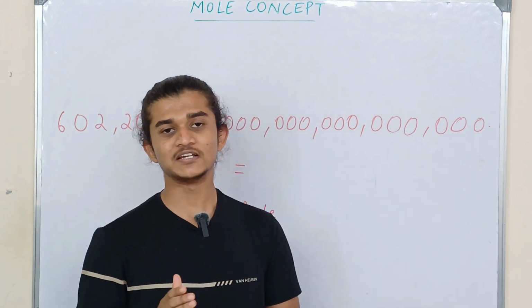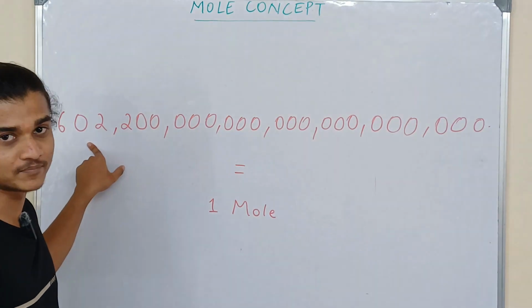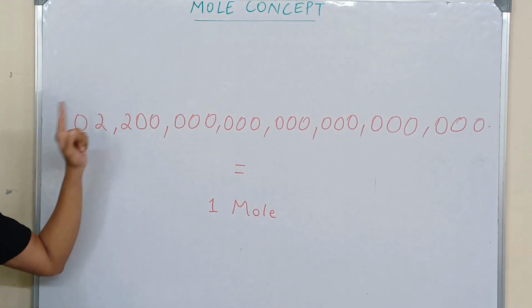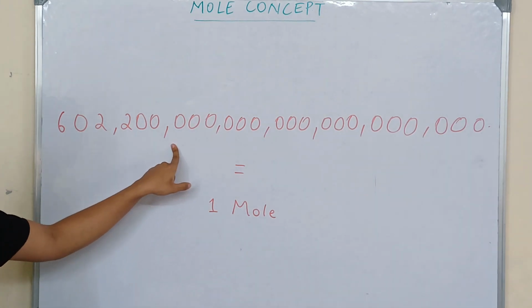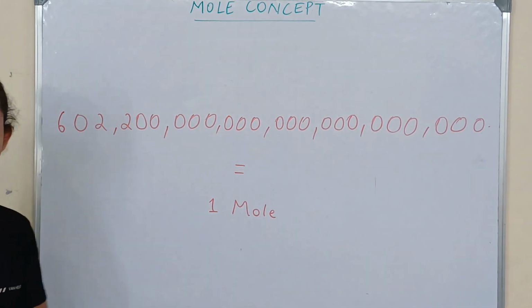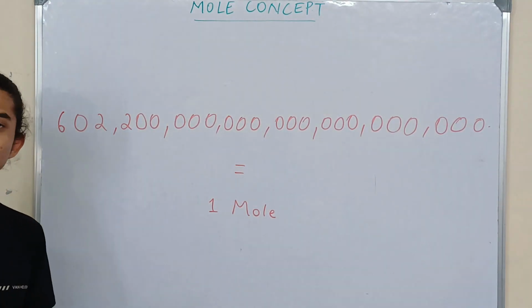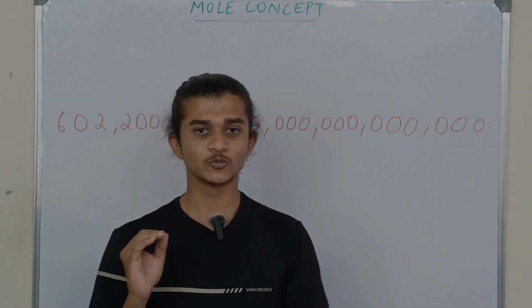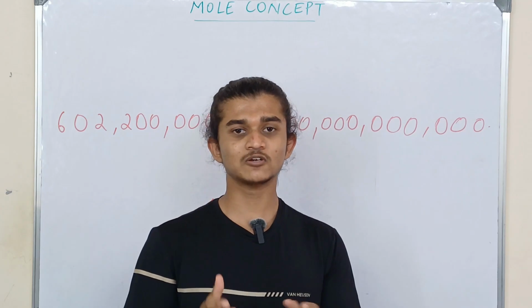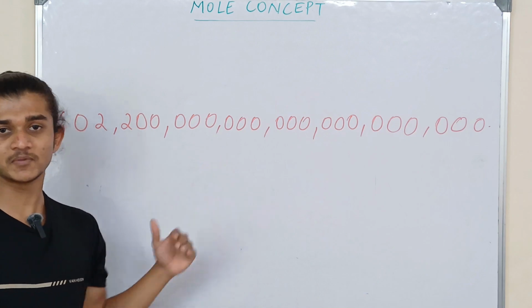So similarly, if I say 1 mole, it means this many something. Just as 1 dozen means 12, similarly, 1 mole means this many entities. This is a very big number. Normally we use this big number to refer to something extremely small, normally atoms and molecules. So in this video, we're going to be discussing the mole concept and the definition of that. So let's get started.